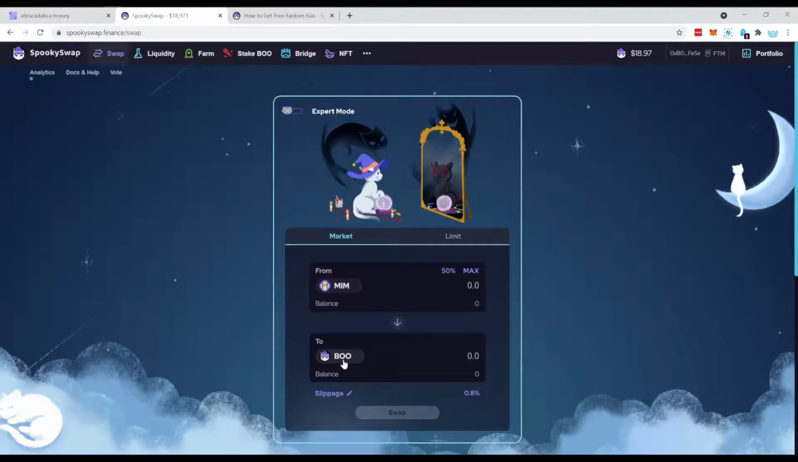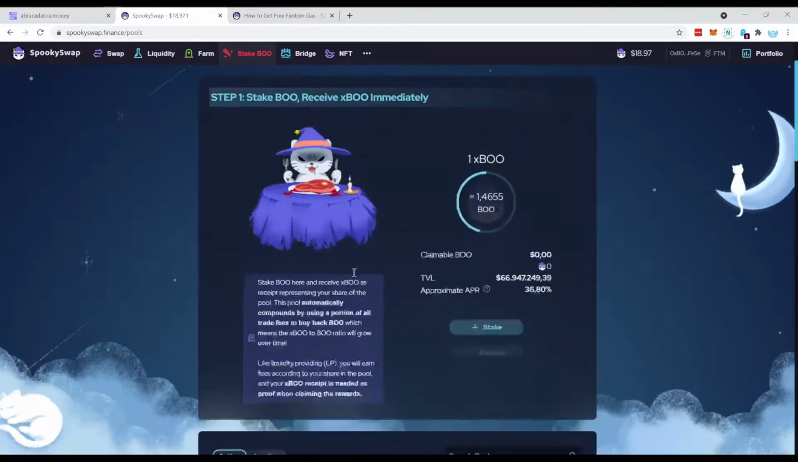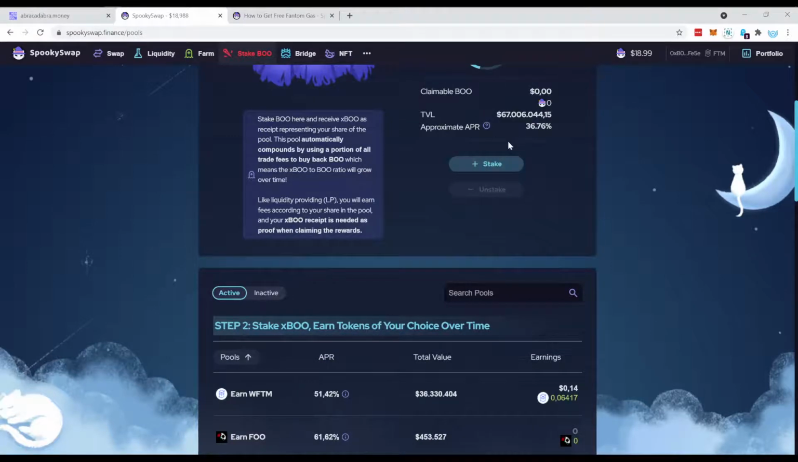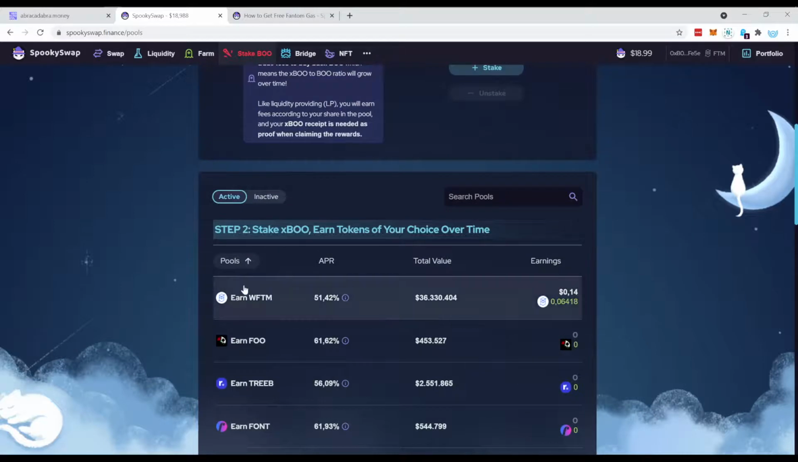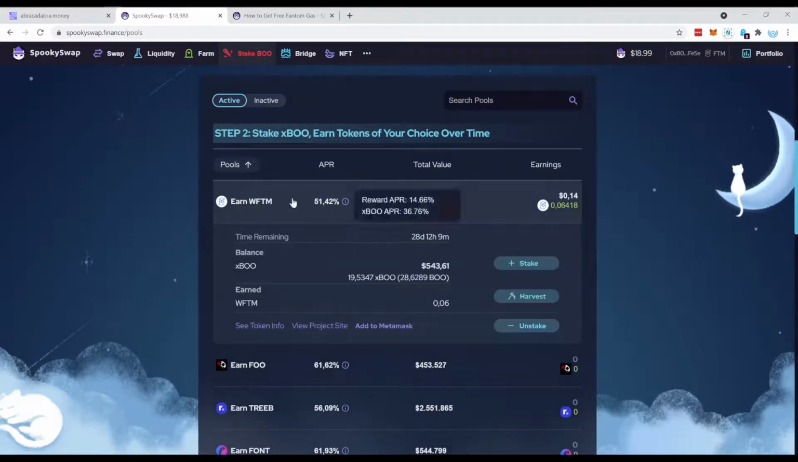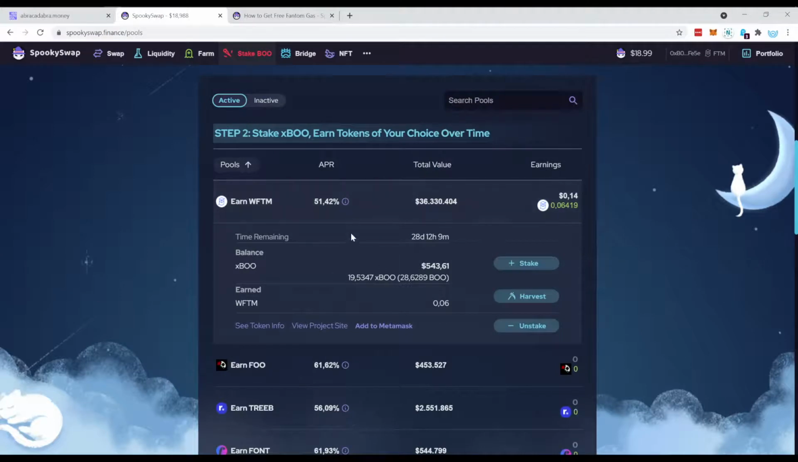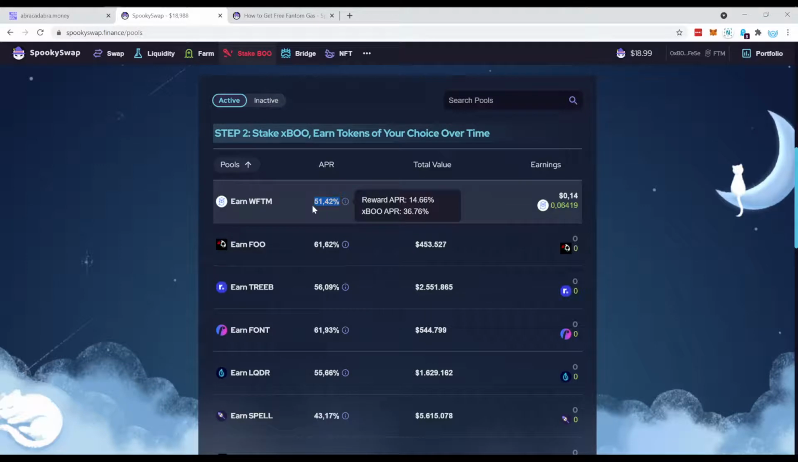After you swapped your MIM for BOO, you come over here to stake BOO, and you would stake your BOO over here, okay? When you have staked your BOO, which gives you already a 36.76 APR, then you come down here and put your XBOO, sorry, because if you stake your BOO, you will get XBOO in return. You stake your XBOO into this pool and you get another 51.42 APR.